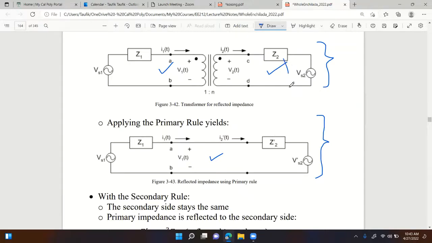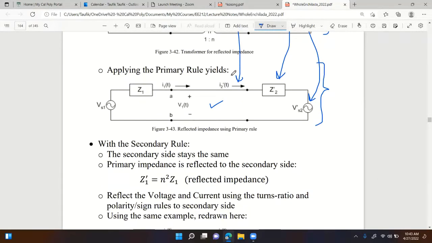Z2 becomes Z2 prime, don't forget. And then VS2 becomes VS2 prime, and I2 also becomes I2 prime. Notice that I2 prime is equal to I1 as well, because they're in series now, right? Any question on this?